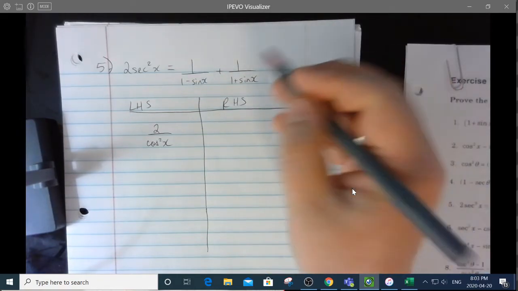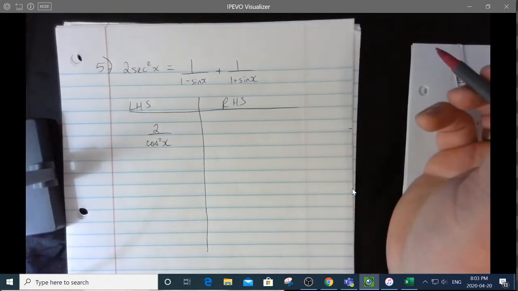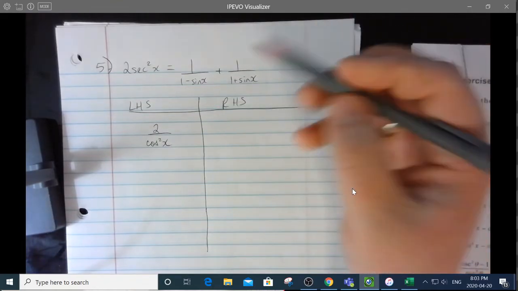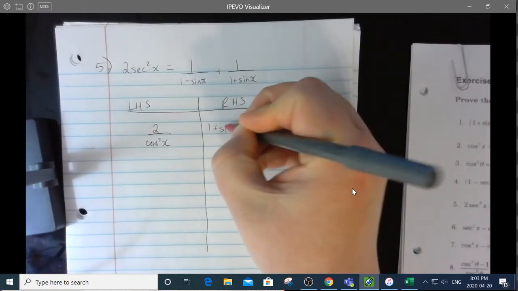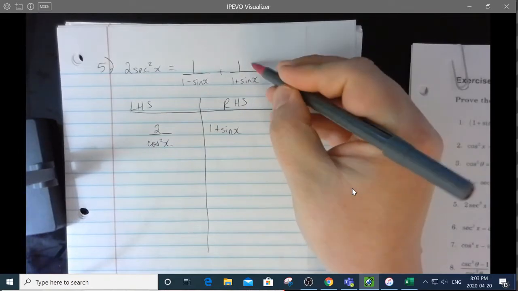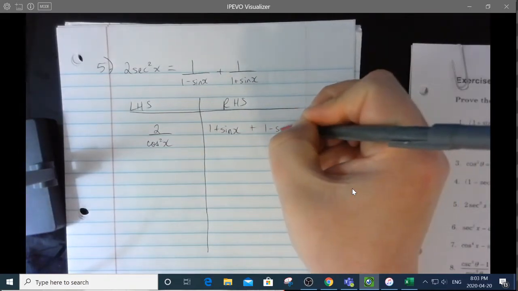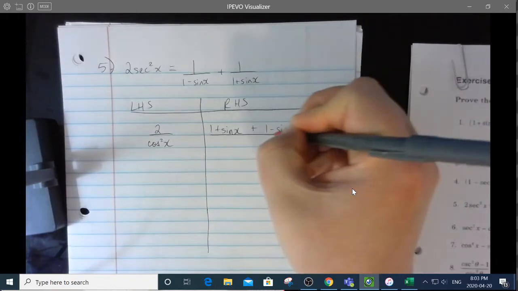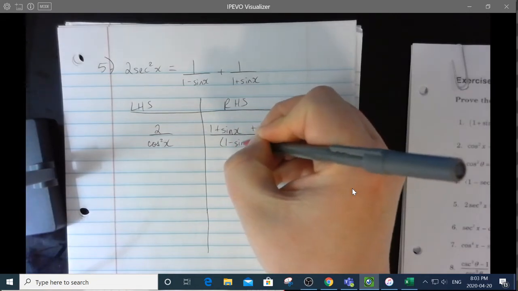All right, well, the first thing I can do is I can add those together. How do you add things together? Well, you add them together with a common denominator. So I'm going to times the top and bottom of this by 1 plus sine x. And I'm going to times the top and bottom of this by 1 minus sine x. And then the common denominator is just the two of them mooshed together.